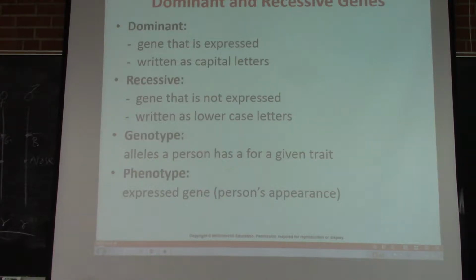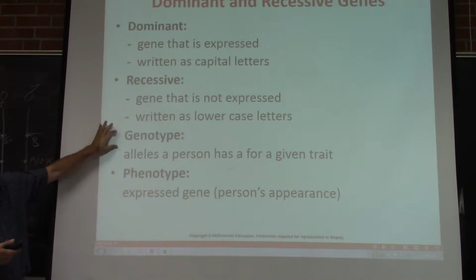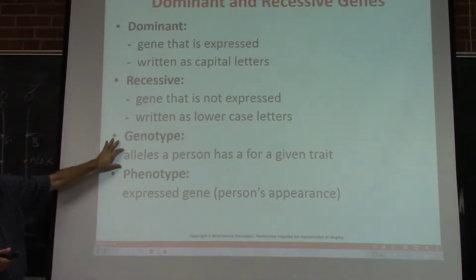Yeah, like a Punnett square, right? Yeah, that's right. So genotype is an expression that shows the alleles of the person. Genotype and phenotype are the two terms that are used to describe some of those traits. Genotype means alleles of a person for a given trait.